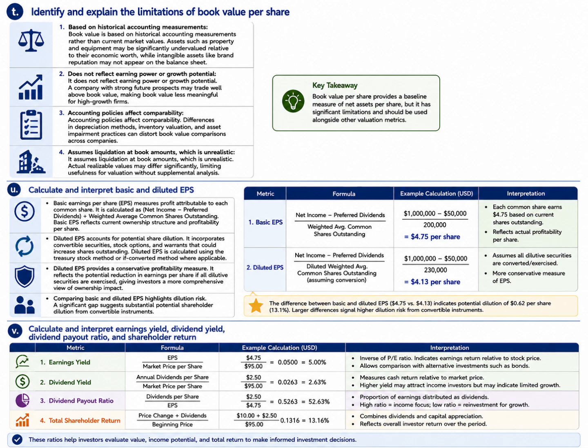V. Calculate and interpret earnings yield, dividend payout ratio, and shareholder return. Earnings yield represents the inverse of the PE ratio. It is calculated as EPS divided by market price per share. It shows the percentage return in earnings relative to stock price and allows comparison with alternative investments such as bonds. Dividend yield measures cash return relative to market price. It is calculated as annual dividends per share divided by market price per share. Higher yields may attract income-focused investors, but could also indicate limited growth prospects.